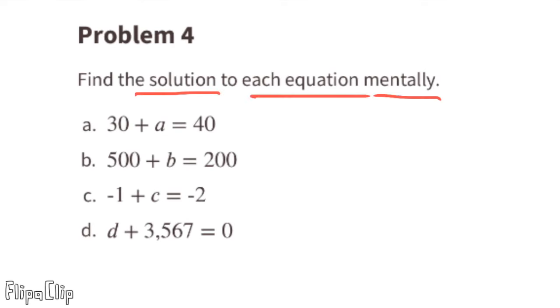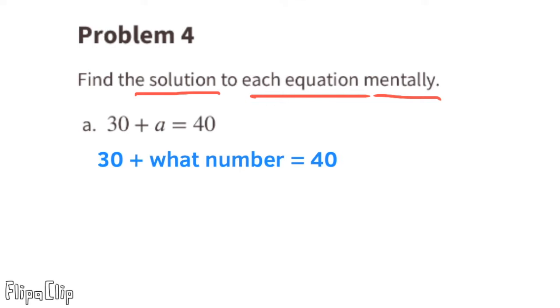Problem number 4. Find the solution to each equation mentally. A, 30 plus A equals 40. 30 plus what number equals 40? 30 plus 10 equals 40. A equals 10.